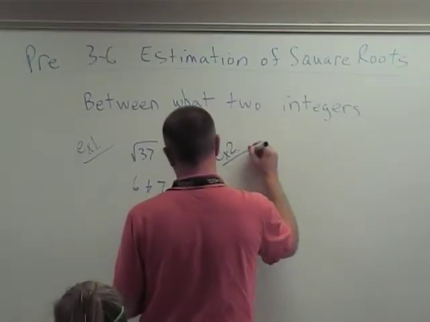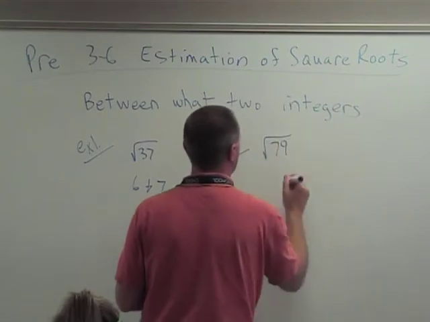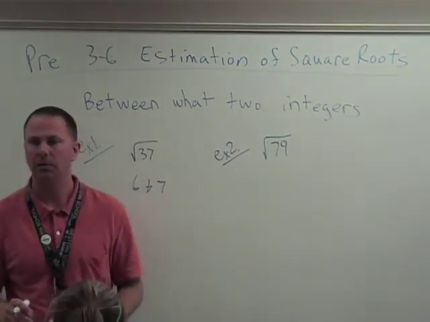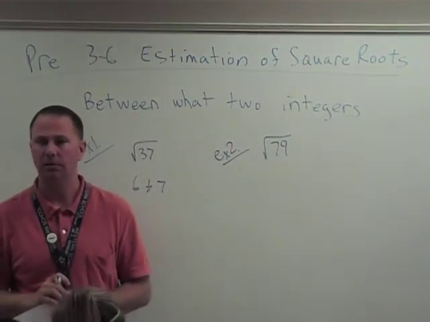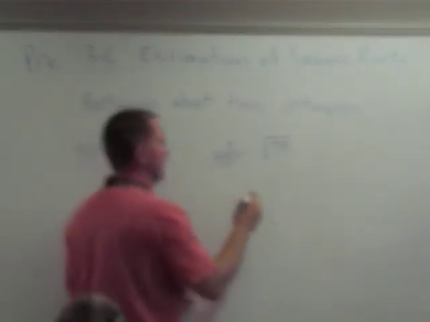Alright? Example 2. Square root of 79 falls between what two integers? 8 and 9. Very good.